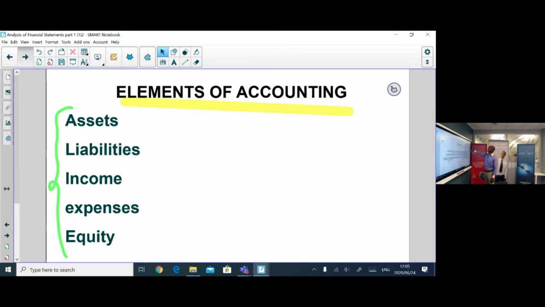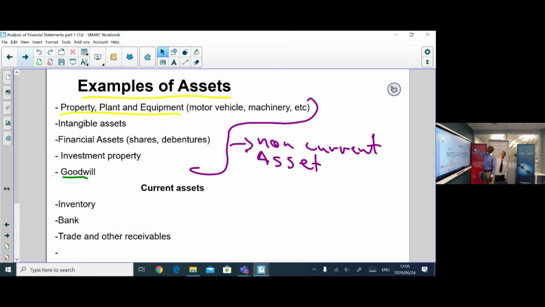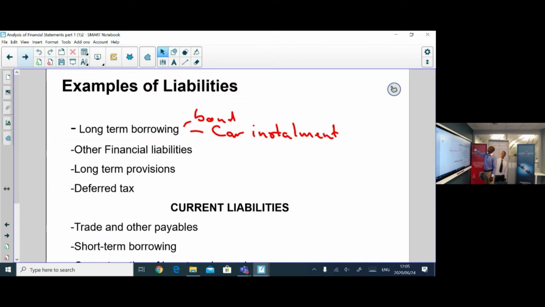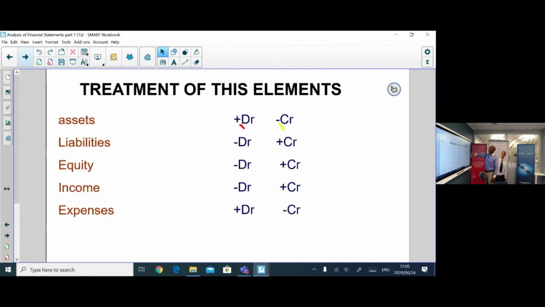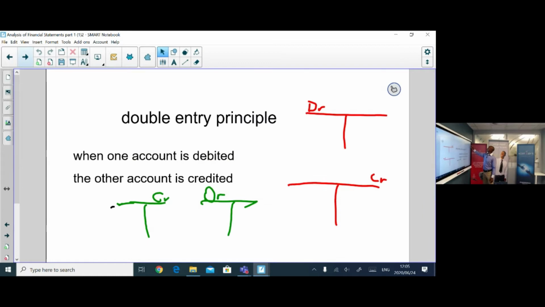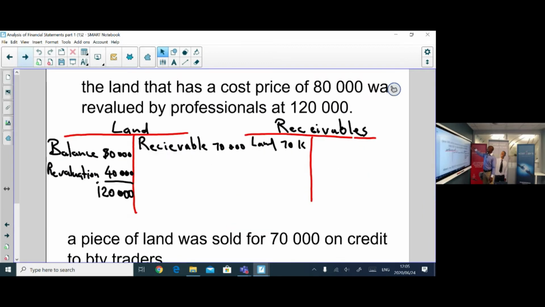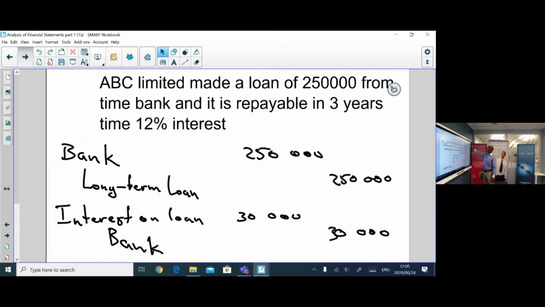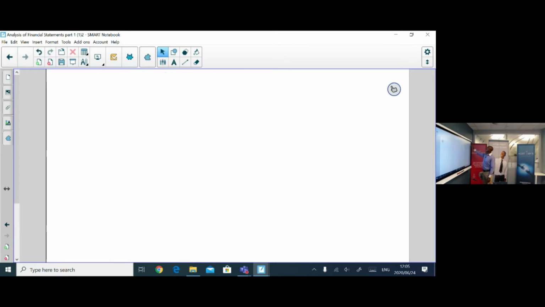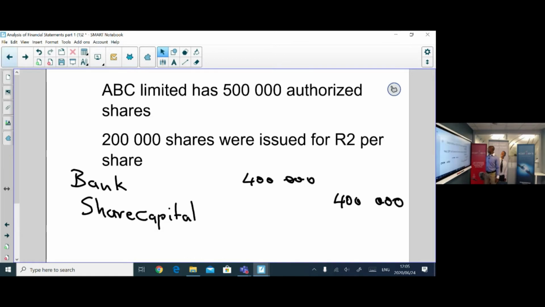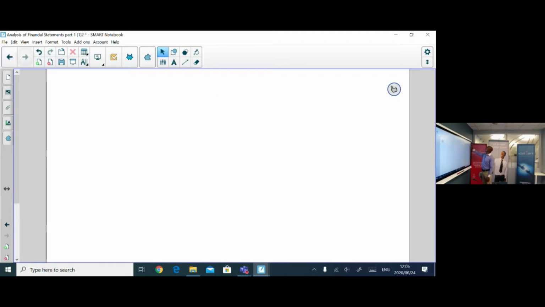Then these are the definitions and examples of asset and liability, and that was the check back. We did the income and the definition of expense, and on we go to the treatment. We also did some examples relating to the journals and the double entry principle. We also made a few examples, and I hope you also went through this.